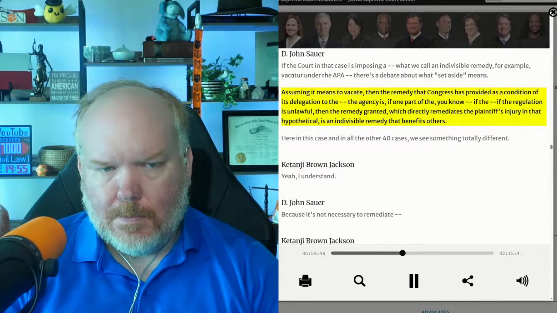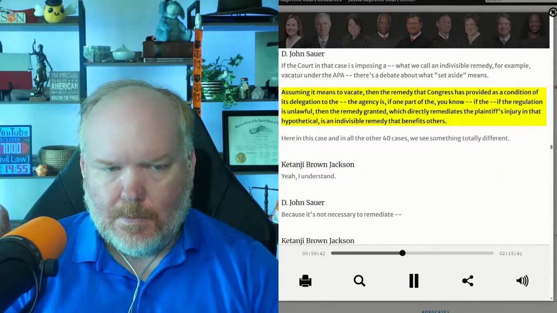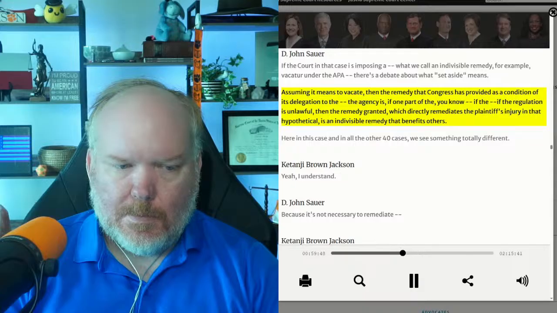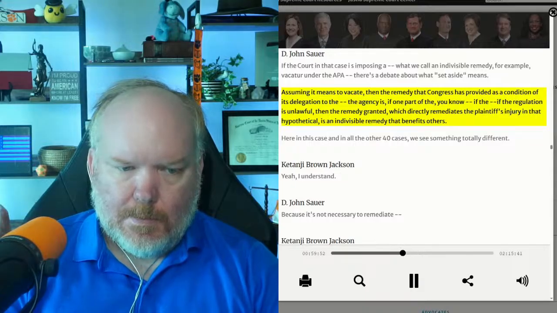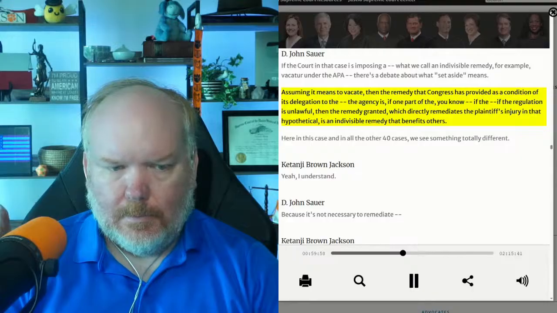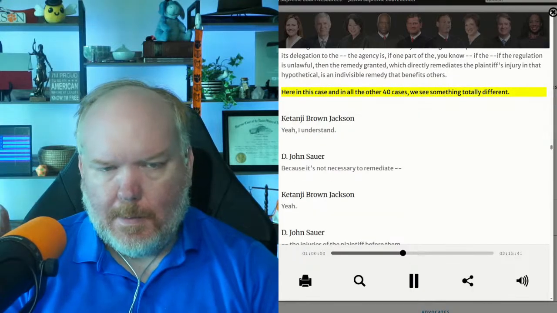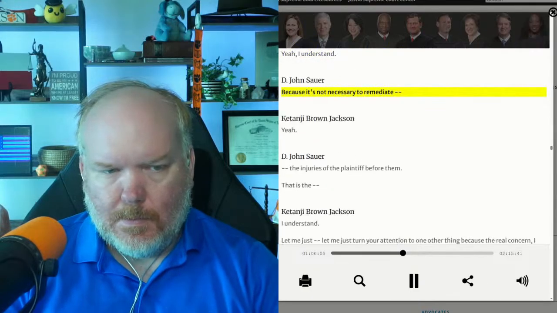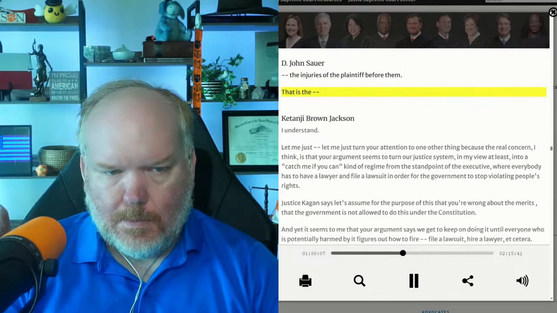Assuming it means to vacate, then the remedy that Congress has provided as a condition of its delegation to the agency is, if the regulation is unlawful, then the remedy granted, which directly remediates the plaintiff's injury on that hypothetical, is an indivisible remedy that benefits others. Here in this case, and in all the other 40 cases, we see something totally different. Yeah, I understand. It's not necessary to remediate the injuries of the plaintiff before them. That is, I understand.